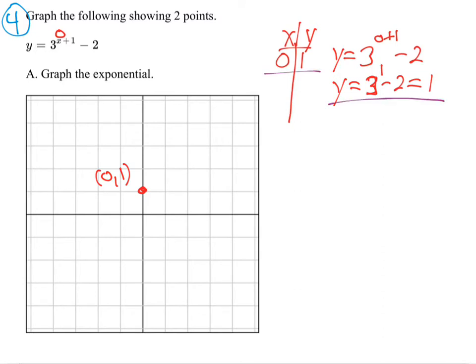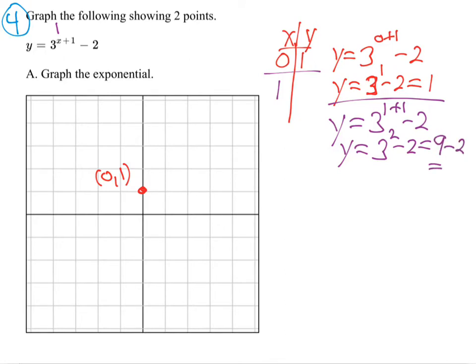Now, let's plug in 1 for x. If we plug in 1, we'll get 3 to the 1 plus 1 minus 2. That's 3 squared minus 2. 9 minus 2. Whoop, getting a little scribbly there. 7. So over 1, up 1, 2, 3, 4, 5, 6, 7, about right up there. Now that's a valid point, but it's not on our graph, so I'm going to have to go the other way. How about back to negative 1 so I can get something on my graph?